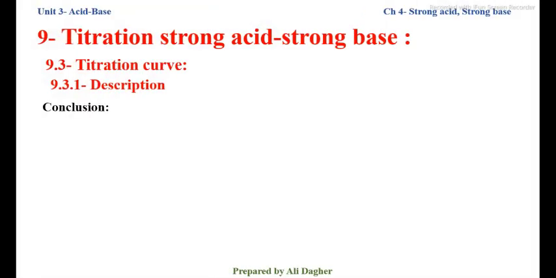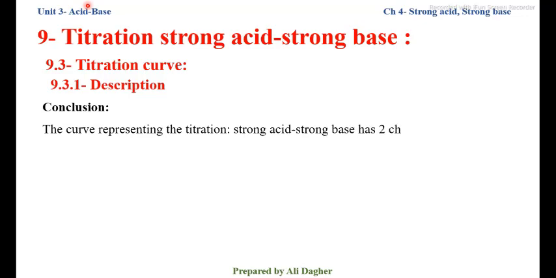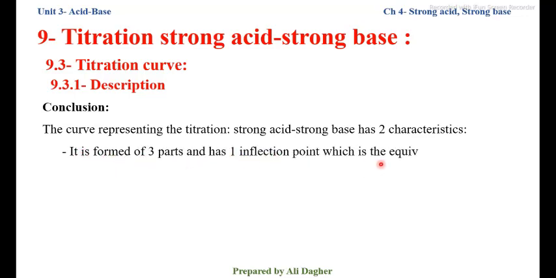Conclusion, the curve representing the titration strong acid, strong base has two characteristics. It is formed of three parts and has one inflection point, which is the equivalence point. The pH at equivalence is pH.